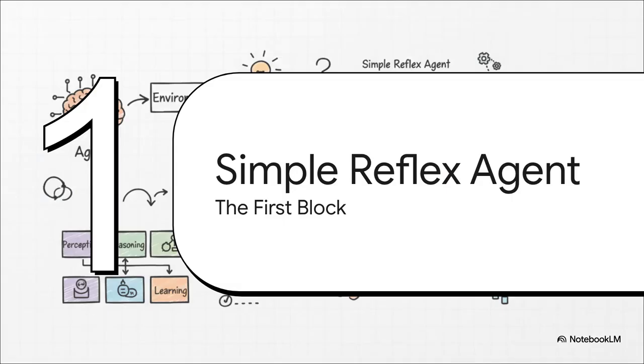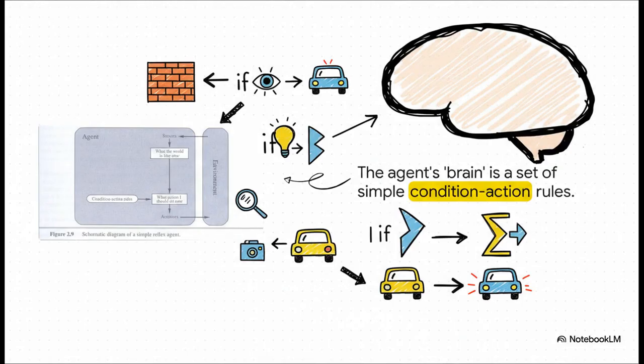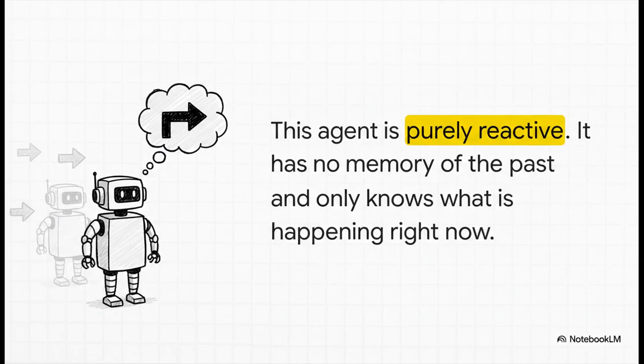Okay, so now let's build our very first, most basic type of agent. This is really the first building block in our AI blueprint. This little guy is a simple reflex agent. Its entire brain is just a set of what we call condition-action rules. It's pure if-then logic. If my sensor sees a wall, then I turn left. If the car in front of me slams on its brakes, then I brake. Super simple, direct reactions.